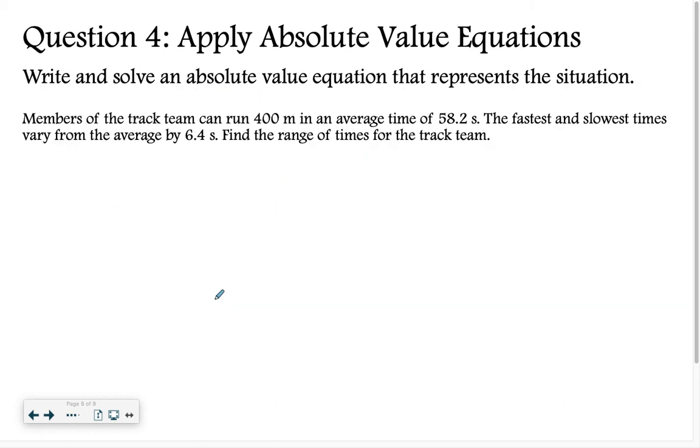All right, question 4, apply absolute value equations. Members of the track team can run 400 meters in an average time of 58.2 seconds. The fastest and slowest times can vary from the average by 6.4 seconds. Find the range of times for the track team. Good luck!